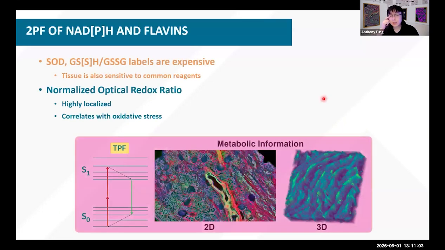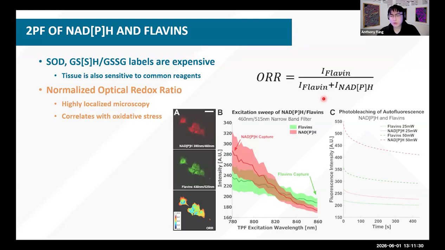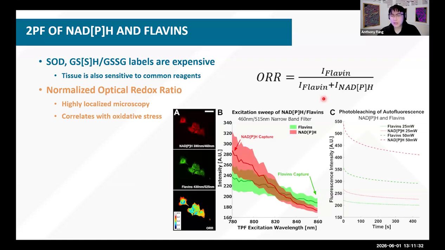The other modality is multi-photon fluorescence. In this case, we use two-photon fluorescence to do optical redox ratio imaging. That's because a lot of these labels, like superoxide dismutase or glutathione labels, are very expensive, and they're also very sensitive to other reagents that you might use typically. But the normalized optical redox ratio is kind of like a gift from nature, in which we just measure the flavin pools and the NADPH pools.